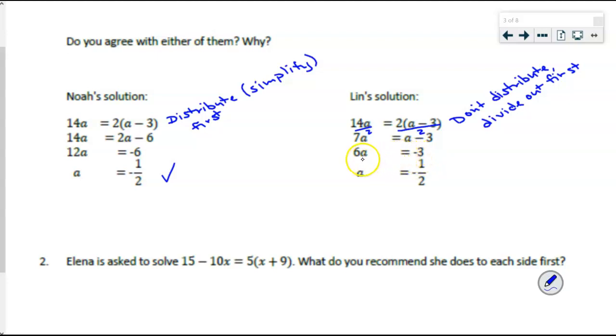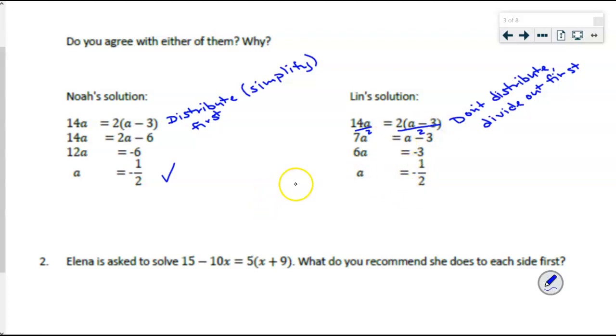And what do I do now? 6a is equal to negative 3. Yep. Take the 6a, divide it by 6. Take the negative 3, divide it by 6, and that's how I get a is equal to negative 1/2.